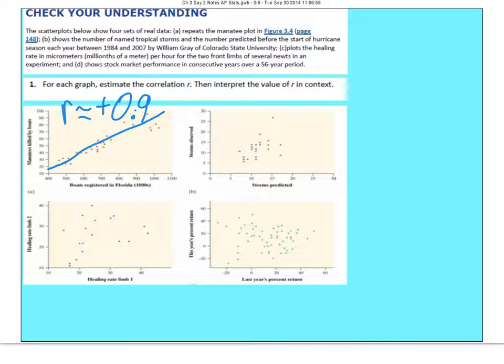Okay, let's look at this graph next. This one looks like it still does have somewhat of a positive relationship, but it's definitely not that strong. I'm going to estimate here about a positive 0.5.